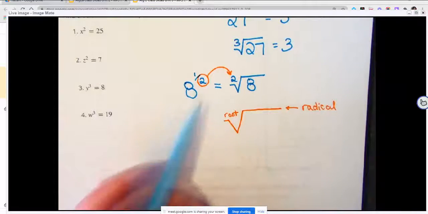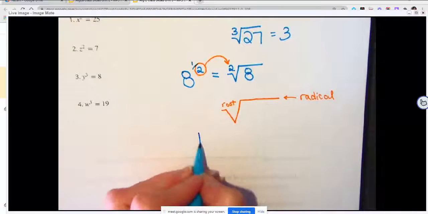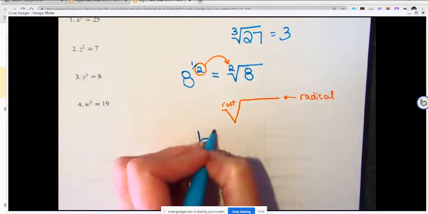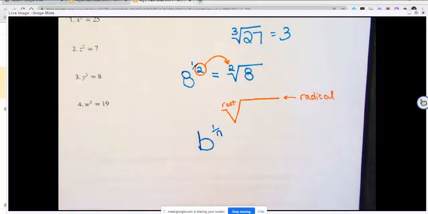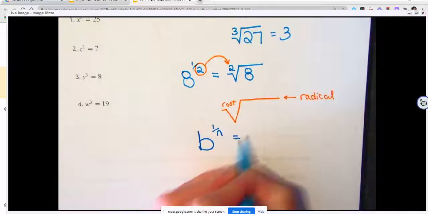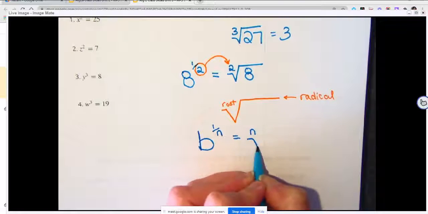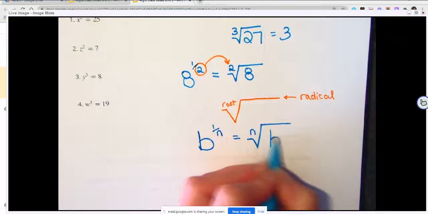And so we can take any denominator now. Here it is in our normal rule kind of looking. B to the 1/nth power, we can rewrite as the nth root of B.